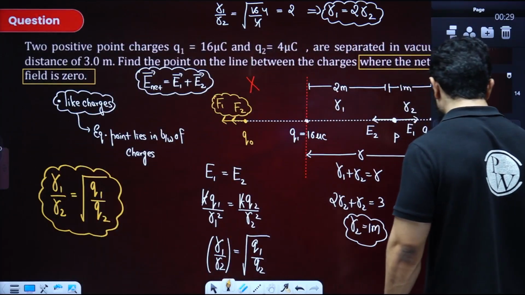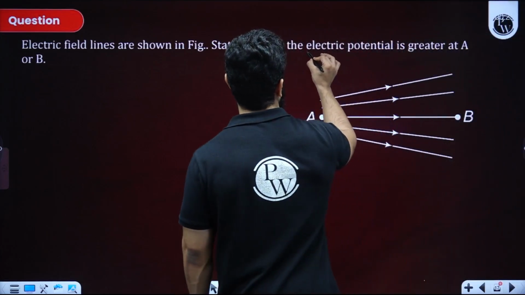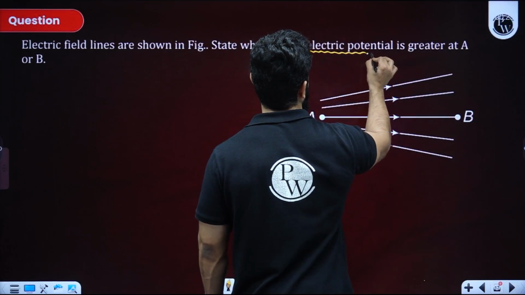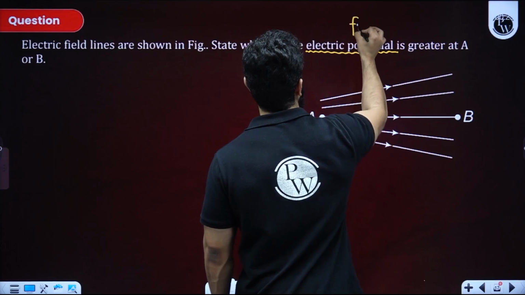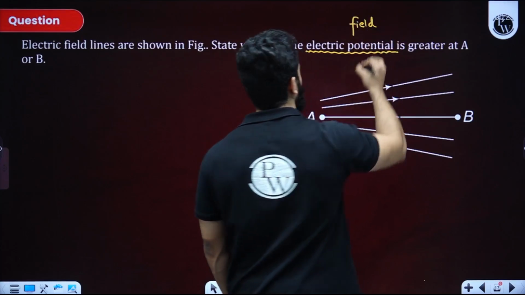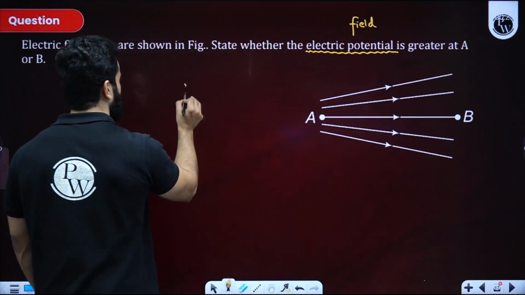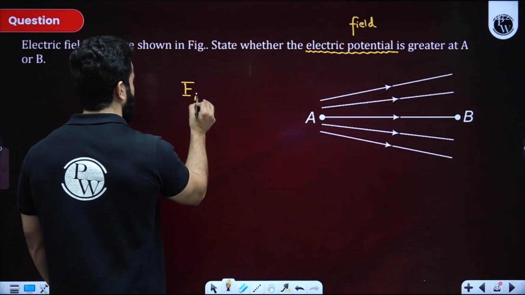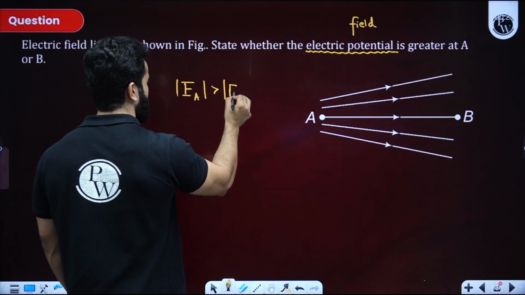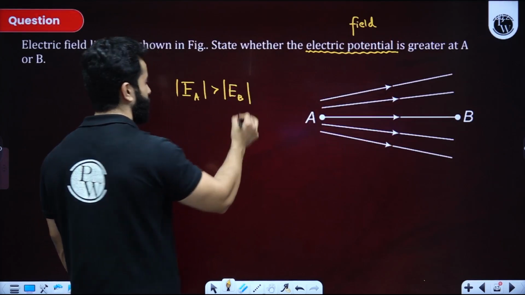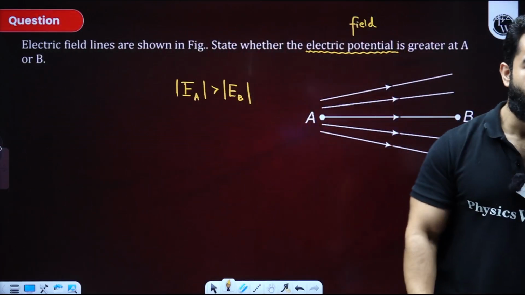The last problem is something like this. Although in this one they have talked about whether the electric potential is greater at point A or not, we are not going to talk about potential, we will talk about field. Now you tell me at which point the field is greater. Obviously, sir, where the electric field lines are crowded. So at point A, the electric field strength is greater than at B, definitely. Alright, so hopefully everything is clear with this concept as well.